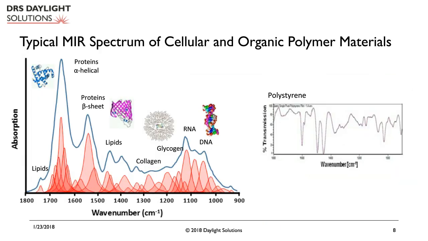This slide shows the fingerprint region covered by the Spero, with graphical representations of the biology showing that you can individually select and determine the lipids, collagens, glycogens, and so forth, as well as polymers and other solid-state materials such as polystyrene.